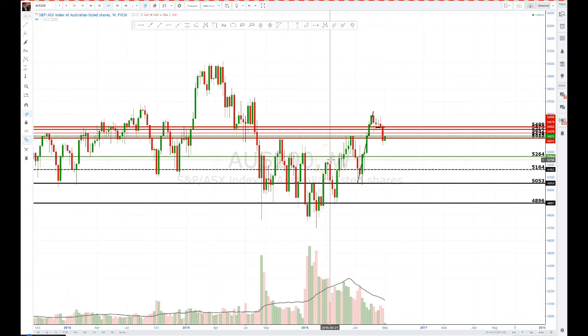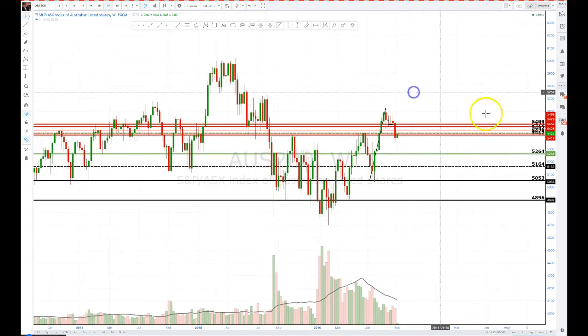I really want to start getting into the charts, kind of look at the ASX 200 and what I'm seeing, because there are some day trading opportunities, right? And there are some swing trading opportunities if you're looking for that.